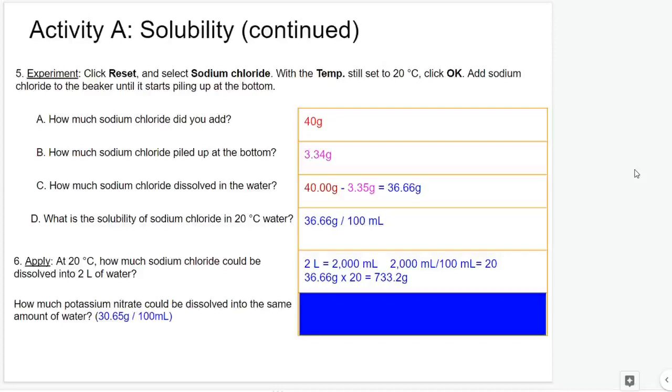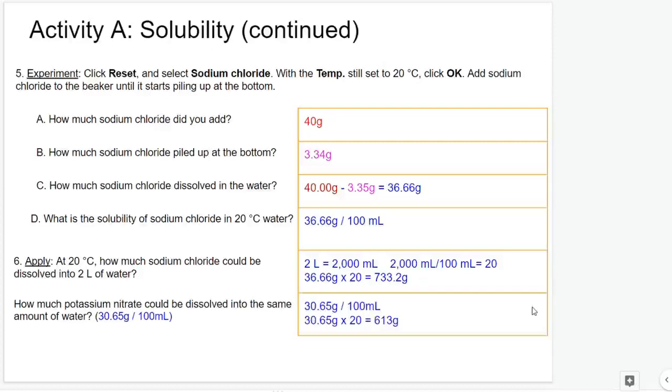Then we were asked to do the same thing, but for potassium nitrate. Now, once again, it's still at 20 degrees Celsius. That has not changed. And we're scaling this up to 2 liters. So again, I can fit 20 of that one beaker into 2 liters. So I'm going to take that 30.65 grams, multiply it by 20, and I get 613 grams can be dissolved into 2 liters of water at 20 degrees Celsius.